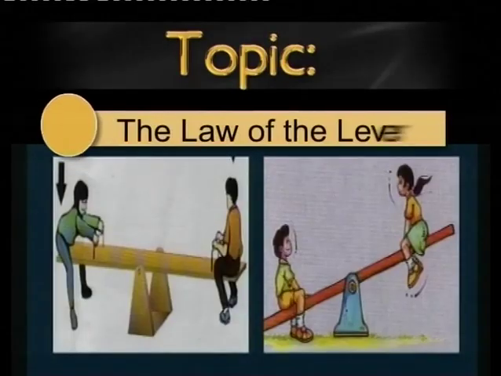Now, this is called the law of the lever. Law of the lever, we have to have both sides balancing the ruler or whatever simple machine is used for balancing. Our topic is the law of the lever.